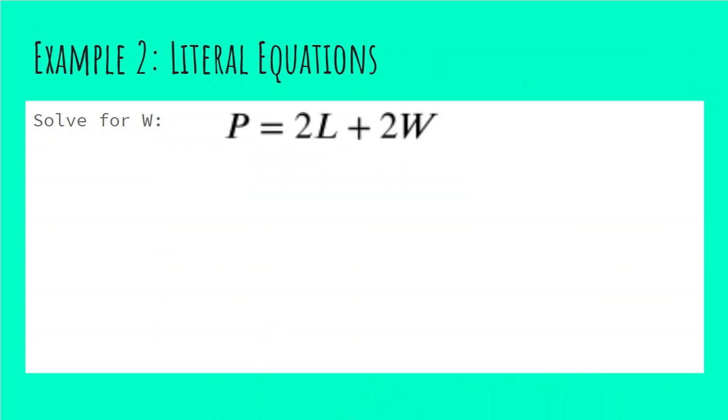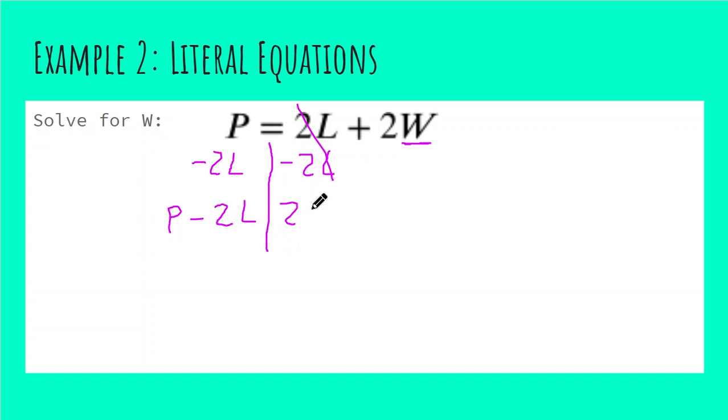All right, let's try another example. This example, it says solve for w. I have p equals 2l plus w. So I want to get this w by itself. That's what I'm looking for. So I'm going to use the opposite or inverse operation to get that w by itself. So I know I can get rid of this 2l because there's no w in there. It's a positive 2l, so I can do minus 2l to get rid of it on this side. And I'm going to do the same thing to the other side. And that's going to leave me with p minus 2l.